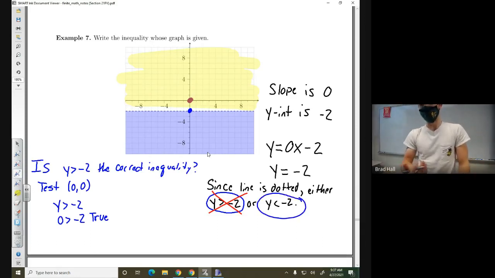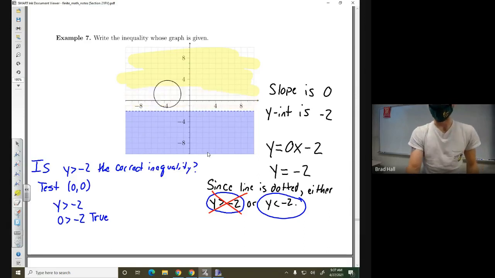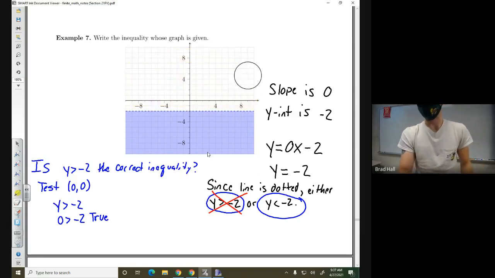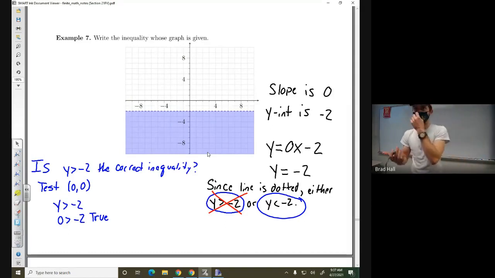More intuitively, this makes sense because y is less than -2, less than being it's beneath -2. So that could be some other indication that you can use to help select the correct inequality. So y is less than -2 is the final inequality that corresponds to this graph here. So that is the final answer.